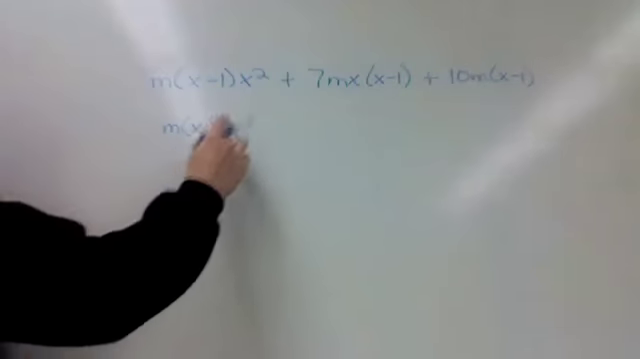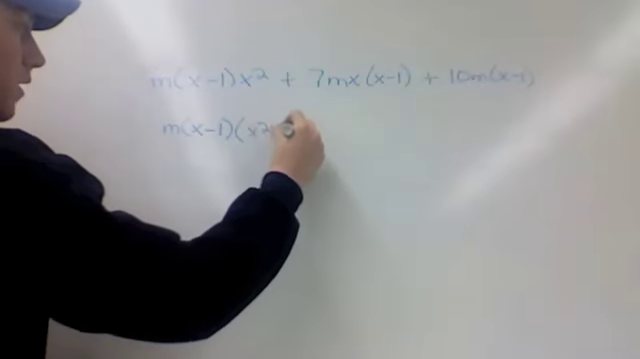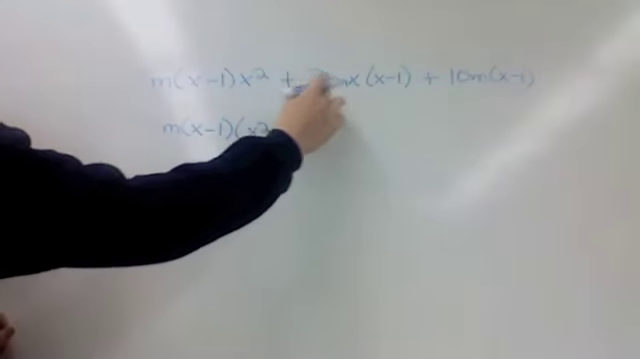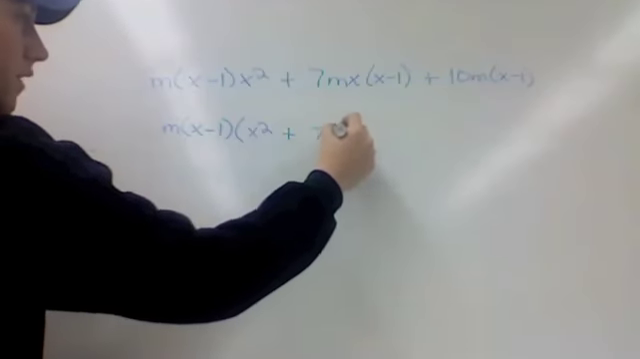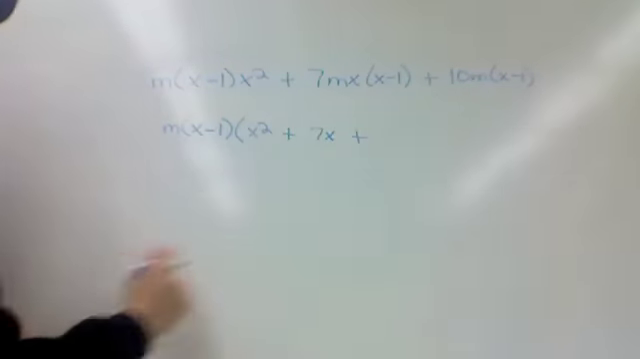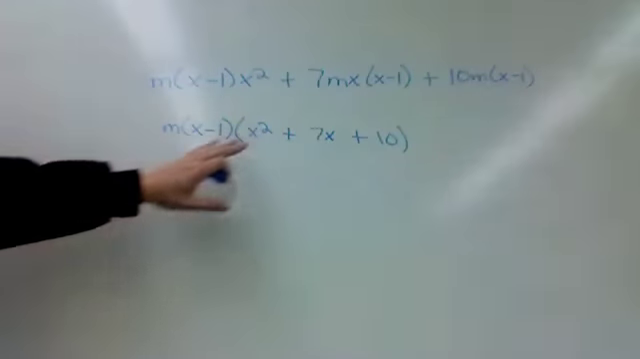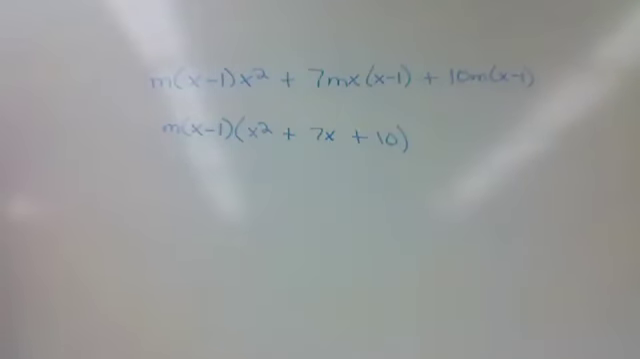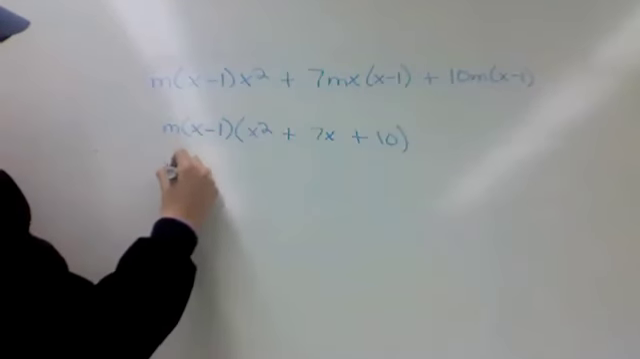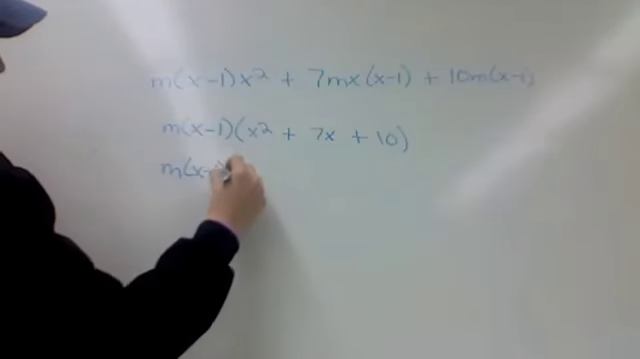And so when we do that, we are left with an x squared plus, when we factor out that m, it leaves us with 7x, plus, when we factor out this m, it leaves us with a 10. So now that we've done that, we'll go ahead and factor out our x squared plus 7x plus 10. So we have m times (x minus 1).